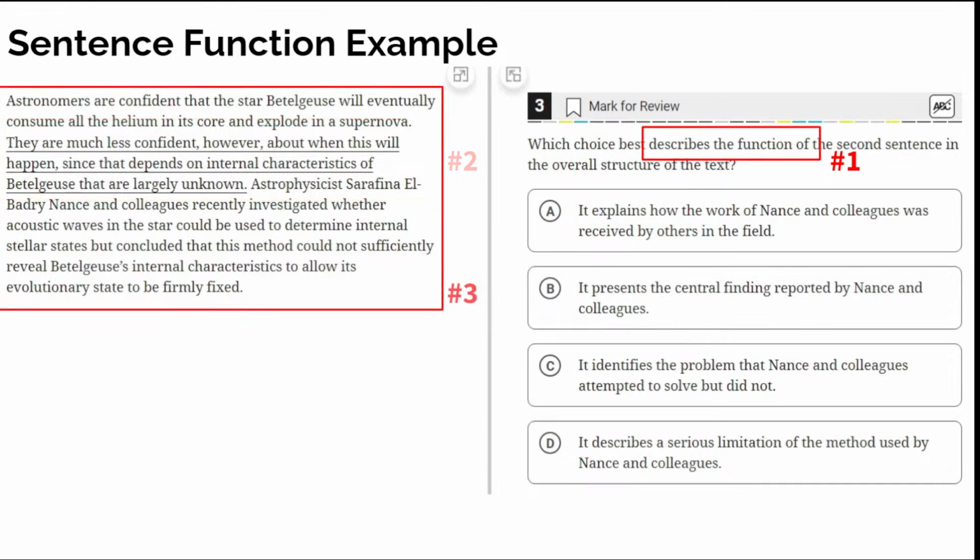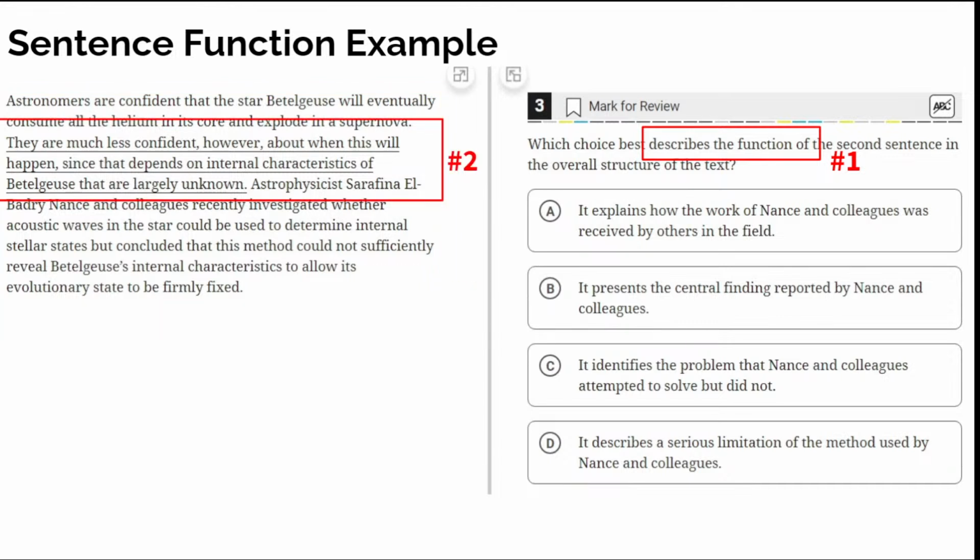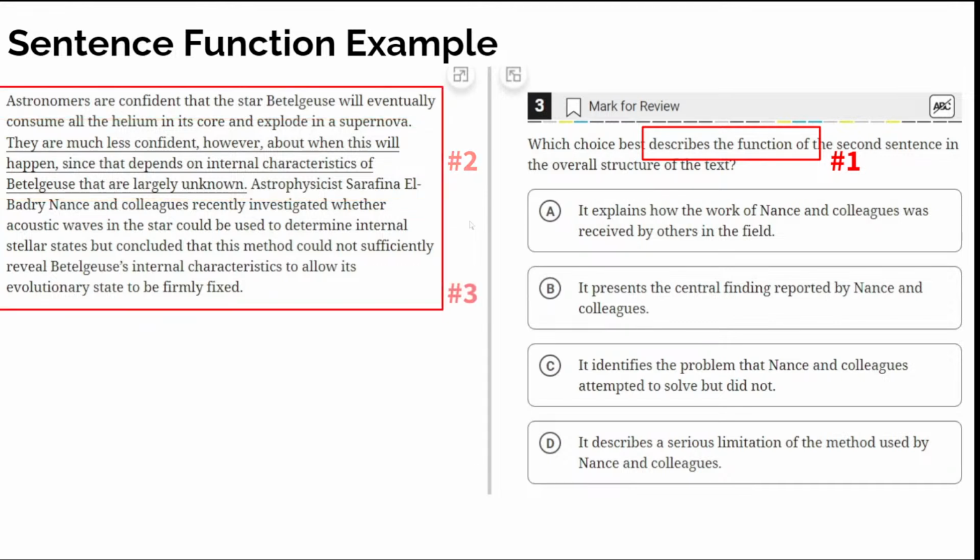You can still read around it to understand what we're talking about. Like again, I see this. Because I see this, I know I've got to read before. So I'm going to read a little more and understand, okay, we're talking about when this star will explode, and they tried to figure it out and couldn't. And I see really quickly that C identifies a problem and they couldn't solve it. And that's exactly what the whole paragraph says. So lovely.